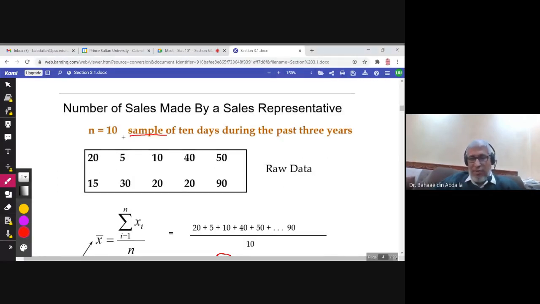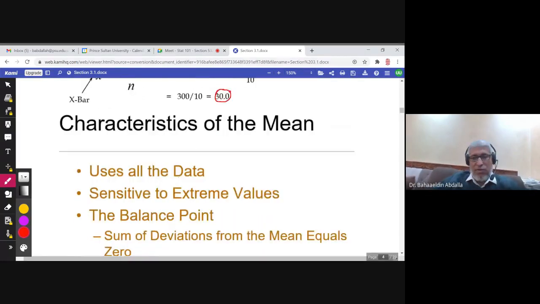You have 10 numbers, you will add all of them, okay? Every one of them is important. You have to use all the data. That's good. The second one: sensitive to extreme values. Extreme values means very large or very small values.